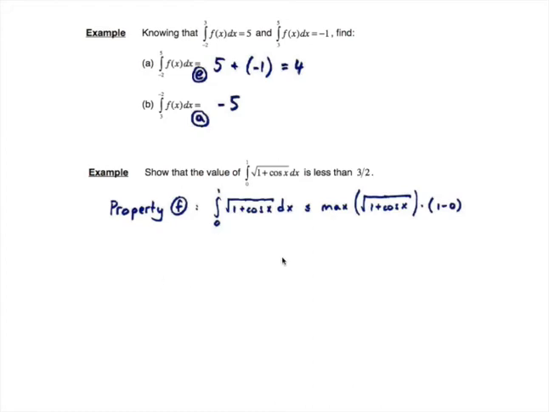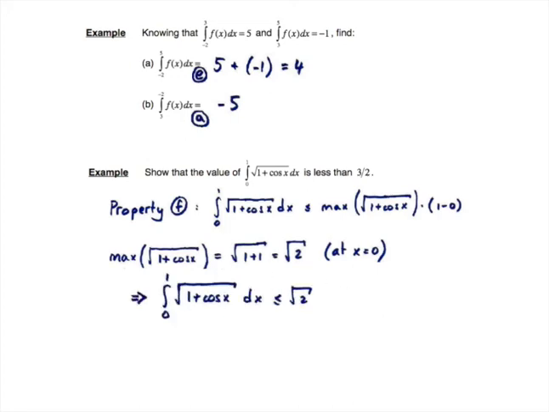So if we look at the second part of property F, the integral from 0 to 1 of that function has to be less than or equal to the maximum of the function on the interval times b minus a, here 1 minus 0. So what we want to find out is what the maximum of root of 1 plus cosine x is on that interval. Well, the maximum value is when x equals 0. At x equals 0, cosine of 0 equals 1, and therefore the maximum of the function is root 2.